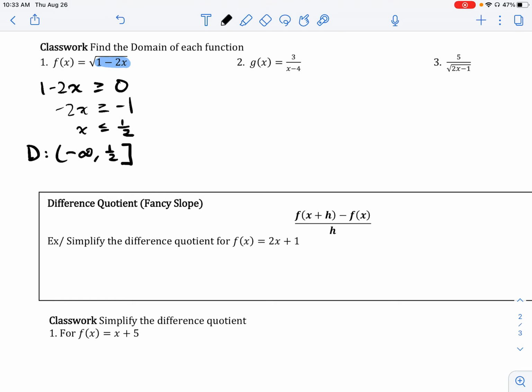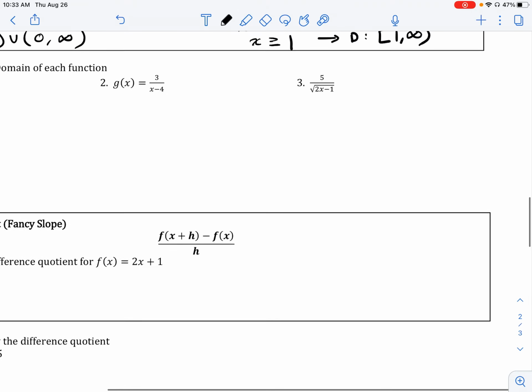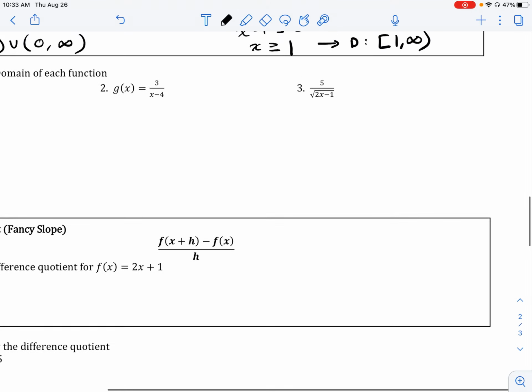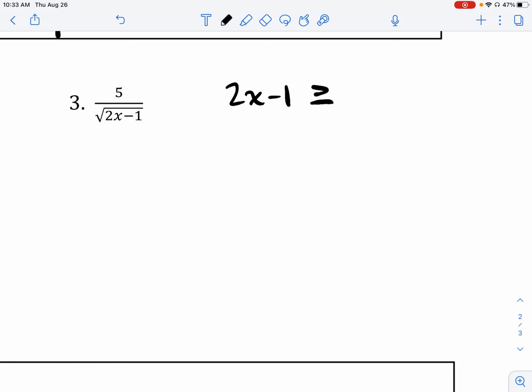Let me jump to something like number 3. What about for something like number 3 here? If I ask you to find the domain of this function, well, again, we know that 2x minus 1 must be greater than or equal to 0. However, pay attention to this function here. You'll notice, by the way, I am missing a function notation here. You'll notice that our radical is in the denominator. So not only does 2x minus 1 have to be greater than or equal to 0, it's actually more specific. It can only be greater than 0.